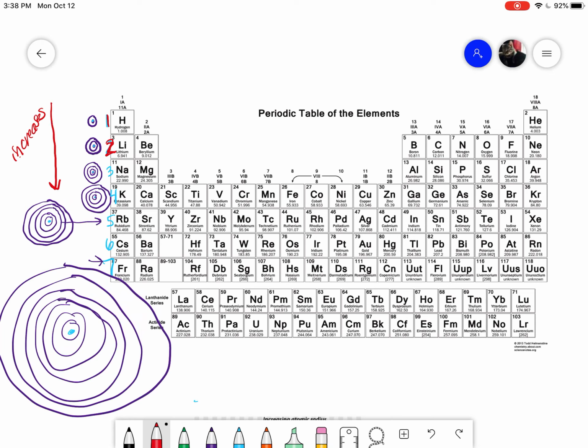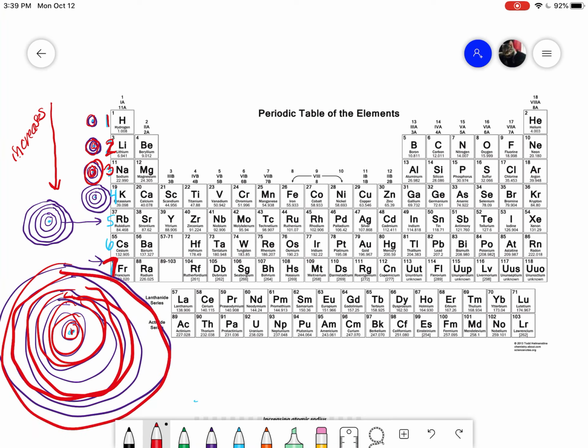So the first row only has 1, the second row has 2 energy levels, the third has 3, and so on. And so by the time you get to row 7, the atom has 1, 2, 3, 4, 5, 6, 7 energy levels. And you can see that because it has 7 energy levels, it's a lot bigger than what we started with, 1.